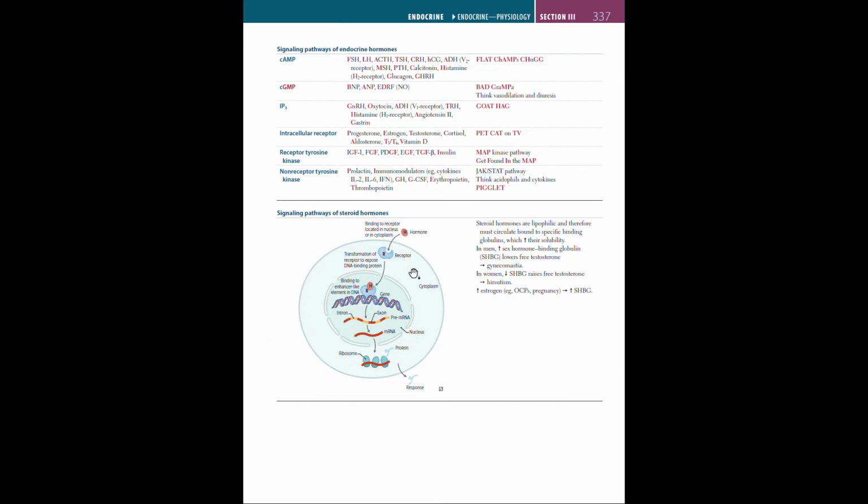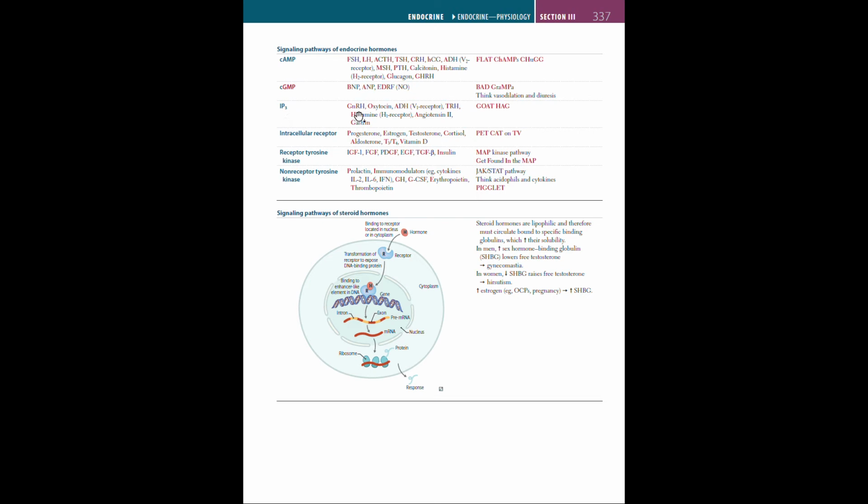Sorry, guys. So, next page we have the signaling pathways of endocrine hormones. There is a mnemonic for cAMP, FLAT ChAMP CHuGG. It's a weird mnemonic. So FSH, LH, ACTH, TSH, CRH, hCG, ADH (the V2 receptors), MSH, PTH, calcitonin, histamine (H2 receptors), glucagon, and GHRH. cGMP is BNP, ANP, EDRF, or nitric oxide, NO. Bad grandpa, think vasodilation and diuresis.